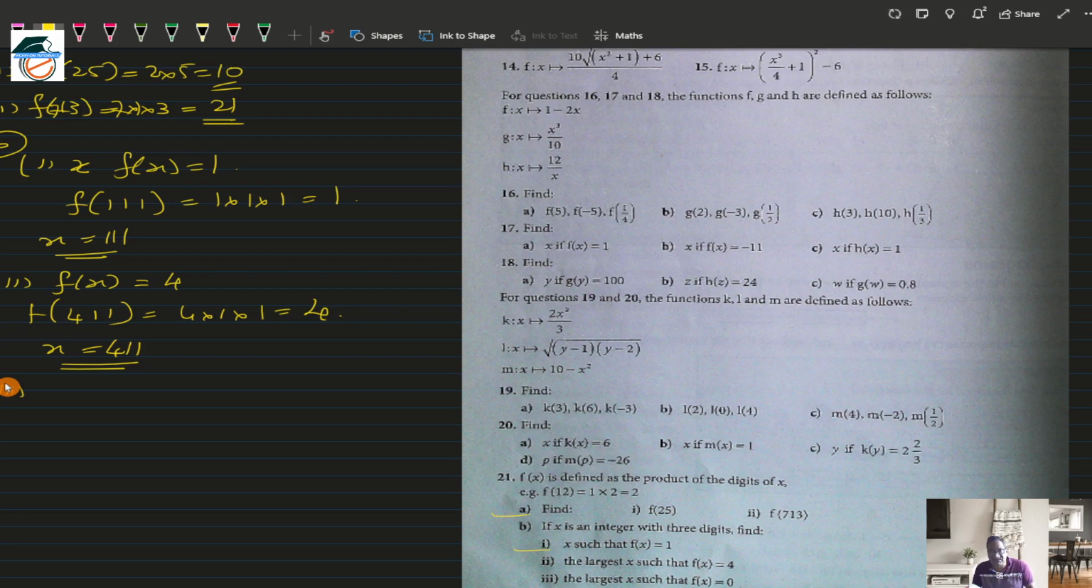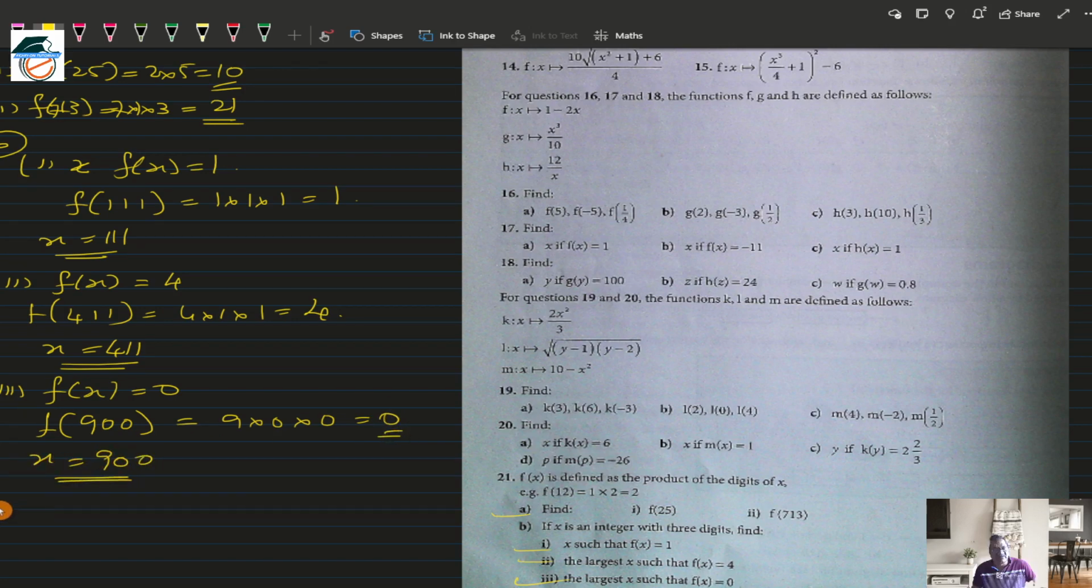Third question is the largest x such that f of x is equal to 0. It's a 3-digit number, and find the largest x. So if you want to take 3 digits, let us take this as 9 and then 0 0. Now this will be 9 into 0 into 0, which is equal to 0. So your x will be 900.